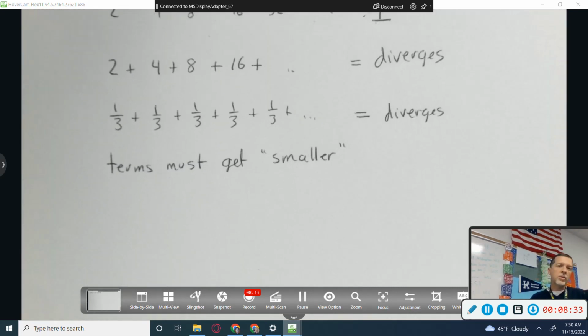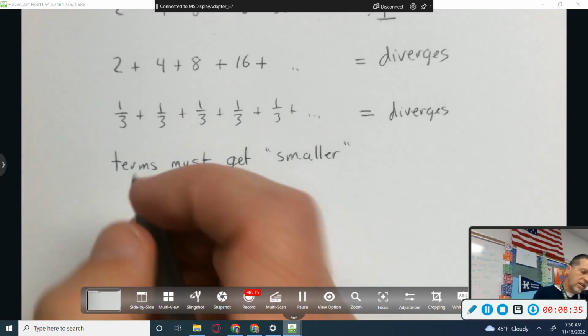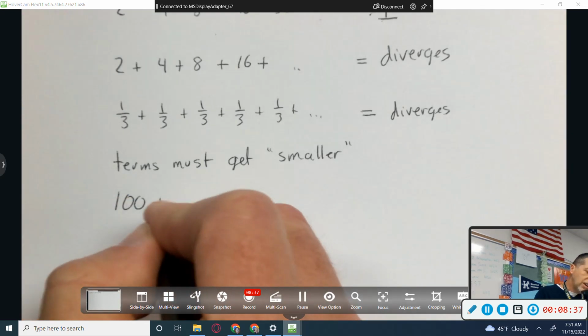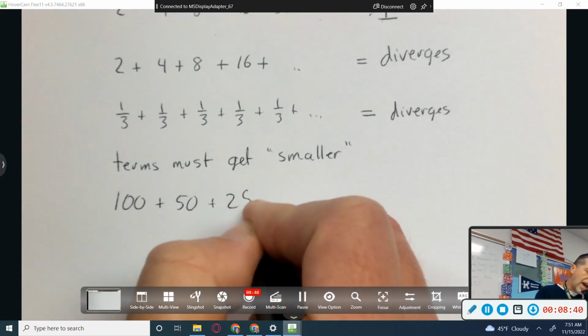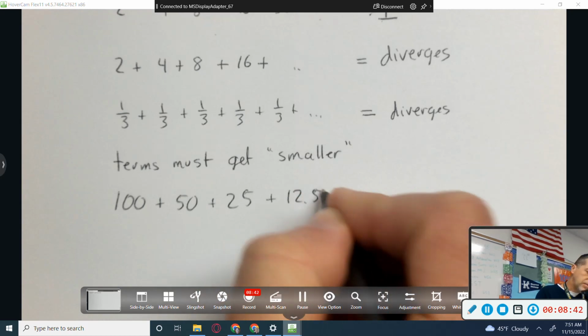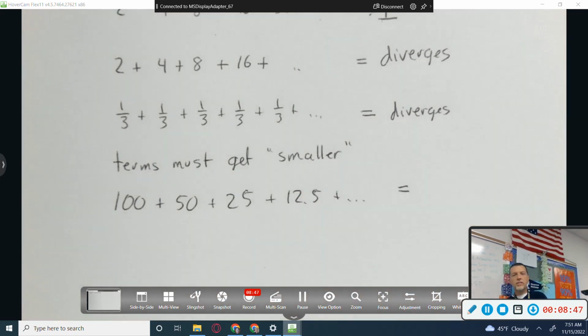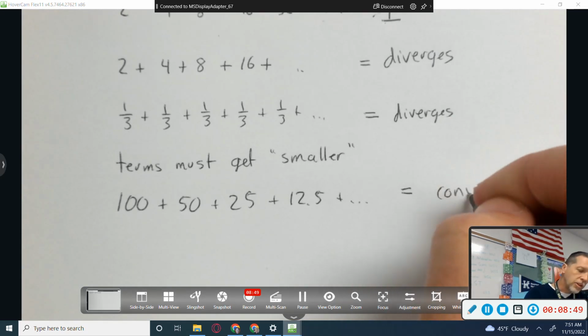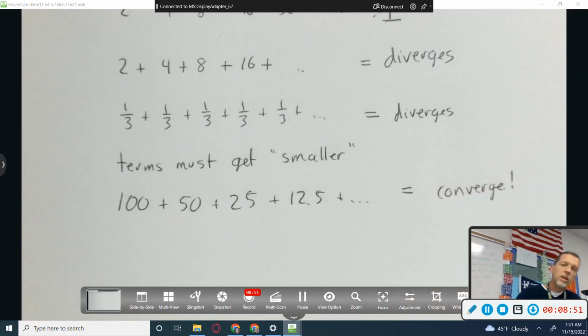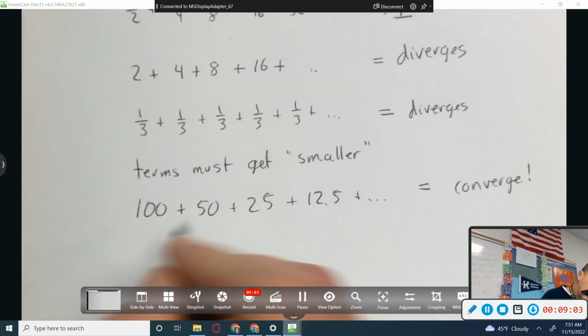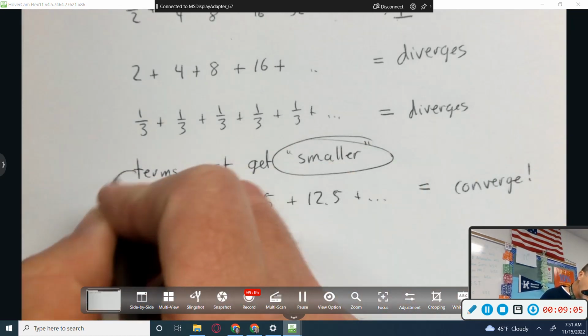And it doesn't really even matter how big they start. If you started at 100 and you cut it in half every time, that's going to be some big number, but it is going to converge. That is going to work. So there is definitely something going on about when it works and when it doesn't work. And the smaller thing, that's probably the key here.